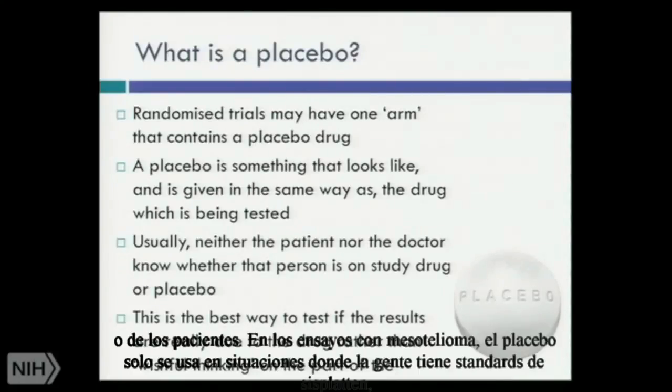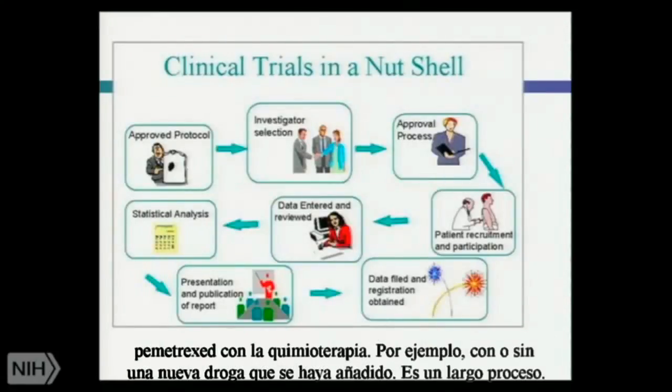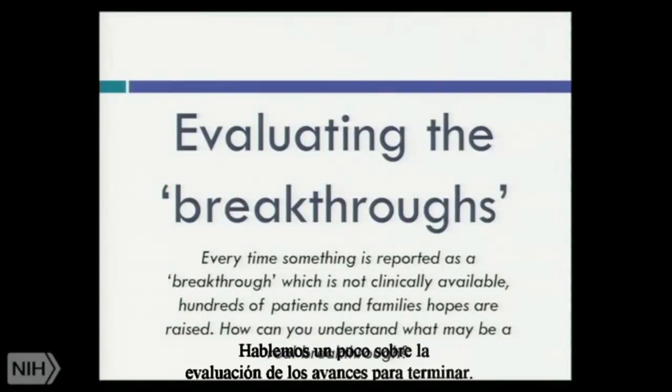In mesothelioma trials, usually placebo would only be used in a situation where people were having standard cisplatin and pemetrexed chemotherapy, for example, with or without a new drug in addition to that. But it's a long process. I'll run through that. So just a little bit about evaluating the breakthroughs to finish up with.